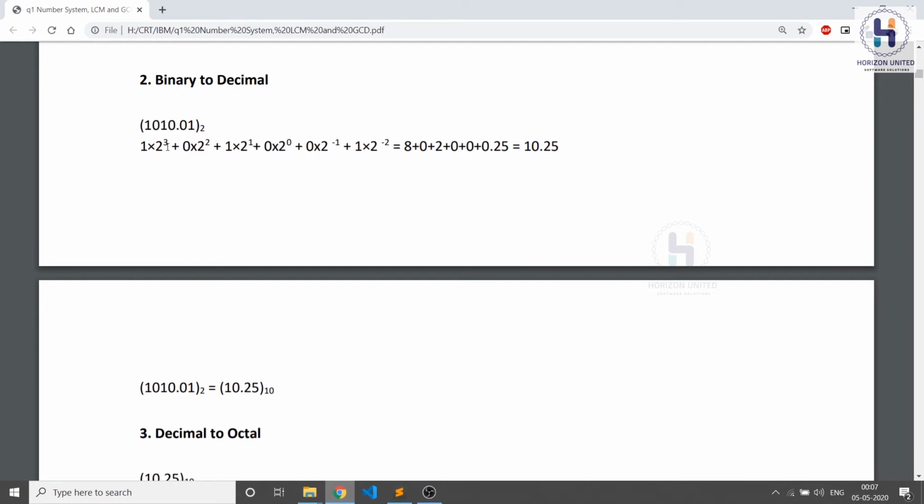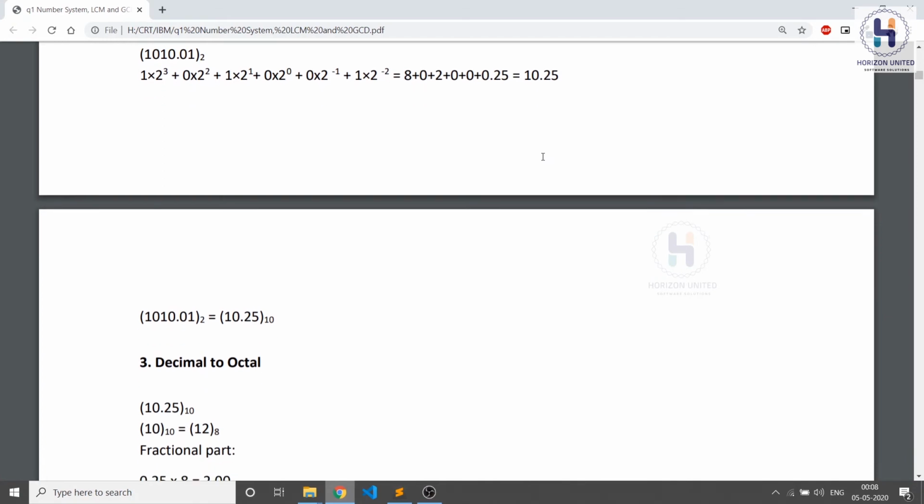Now what about the fractional part? In the fractional part, we have to start decrementing the power from 0. So look at this: 0 into 2 to the power of minus 1, plus 1 into 2 to the power of minus 2. Now this will yield your decimal number. 8 plus 0 plus 2 plus 0 plus 0 plus 0.25, you get 10.25. That will be your decimal number.